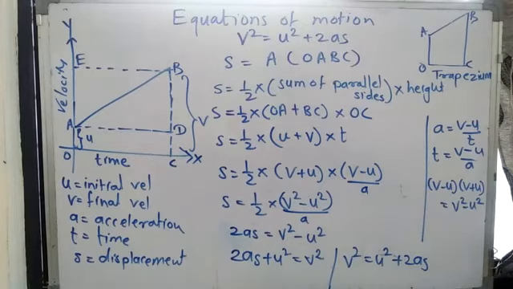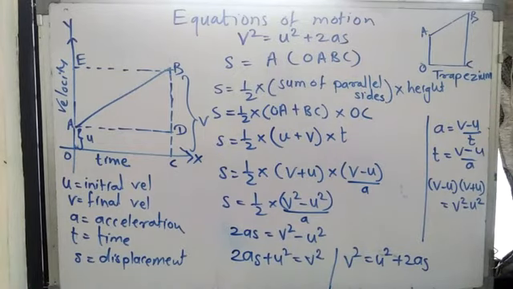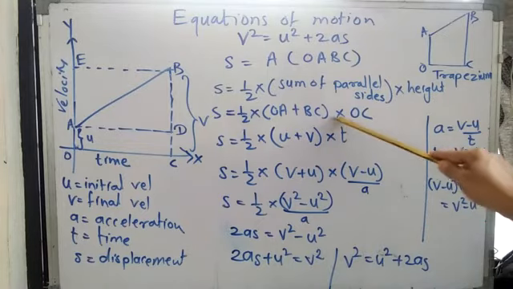Now in the next step we will put the formula of time. We have studied acceleration. Acceleration is change in velocity upon time, the rate of change of velocity. So a is equal to v minus u upon t. Now if I rearrange, this t will come here and a will go to the denominator. So what is the formula of t? t is nothing but v minus u upon a. This formula of time, v minus u upon a, I will substitute here instead of this t.